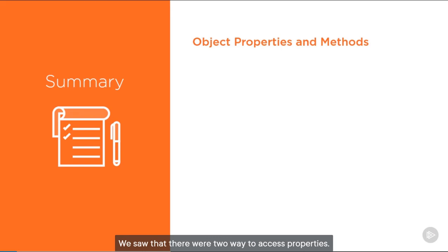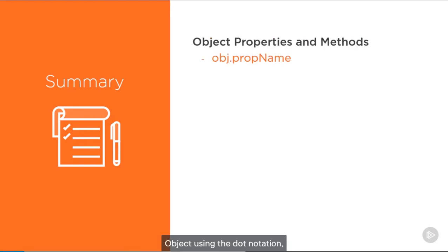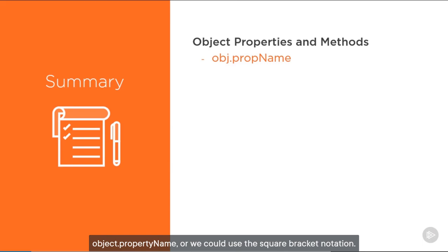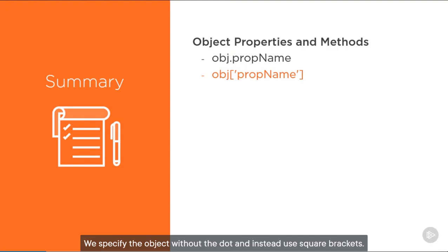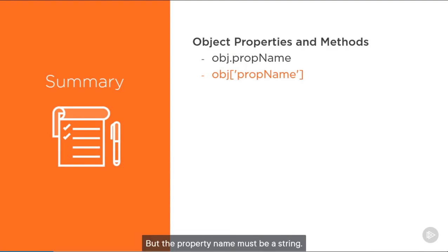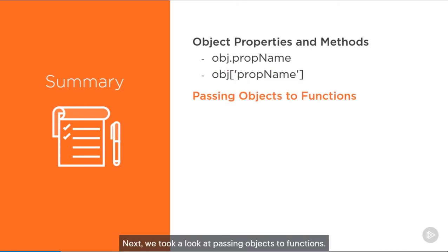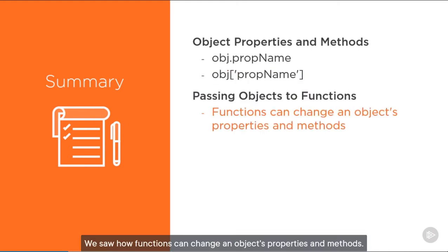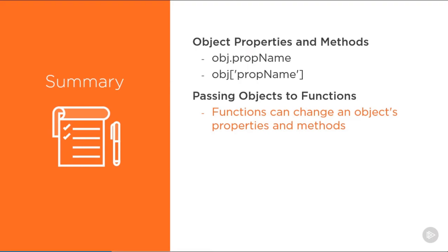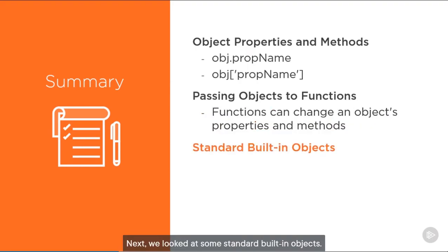We started this course module by looking at object properties and methods. We saw that there were two ways to access properties: using the dot notation, object.propertyName, or we could use the square bracket notation. We specify the object without the dot and instead use square brackets, but the property name must be a string. Next, we took a look at passing objects to functions. We saw how functions can change an object's properties and methods. An object is passed by reference, so its members can change. And that's very different than passing a Boolean value or a number or a string, where if that value changes, it does not change in the calling function.